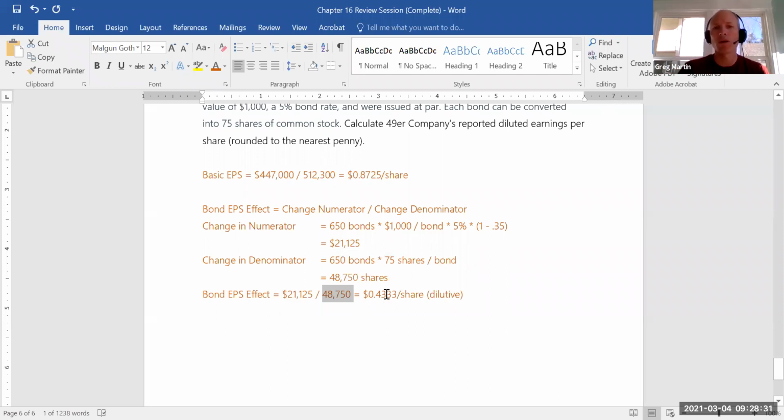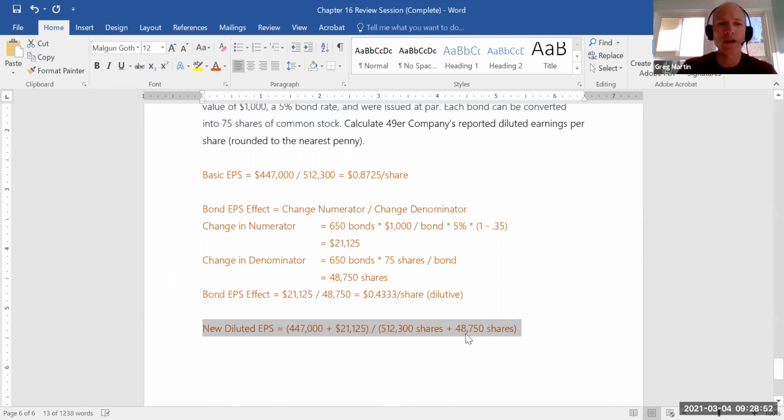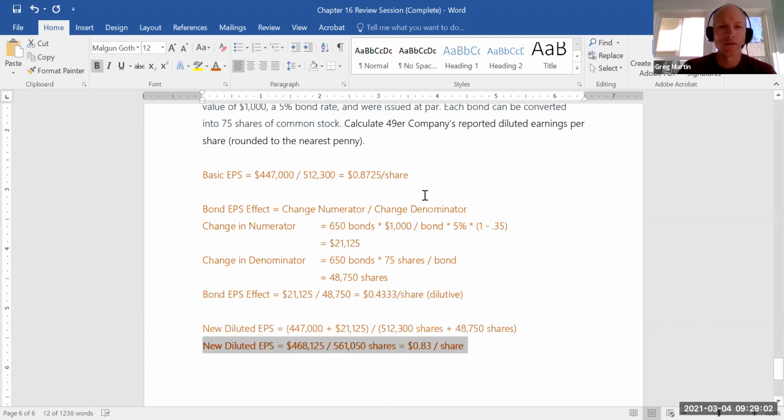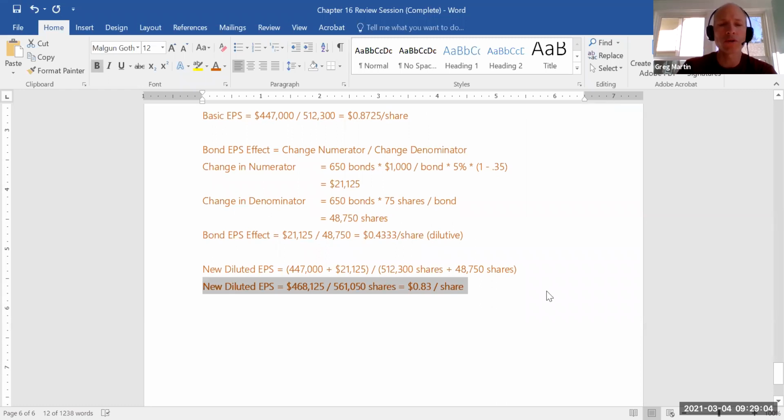But it is going to be in between. In other words, this is dilutive because if I include this bond conversion, the new earnings per share is going to be less than our basic earnings per share. And as long as it's less than, then it is considered dilutive and it should be included in our diluted earnings per share calculation. So then the final step is to include that. So the new diluted earnings per share, we have the change in the numerator, and we have the change in the denominator. So then our new diluted earnings per share is 83 cents per share.